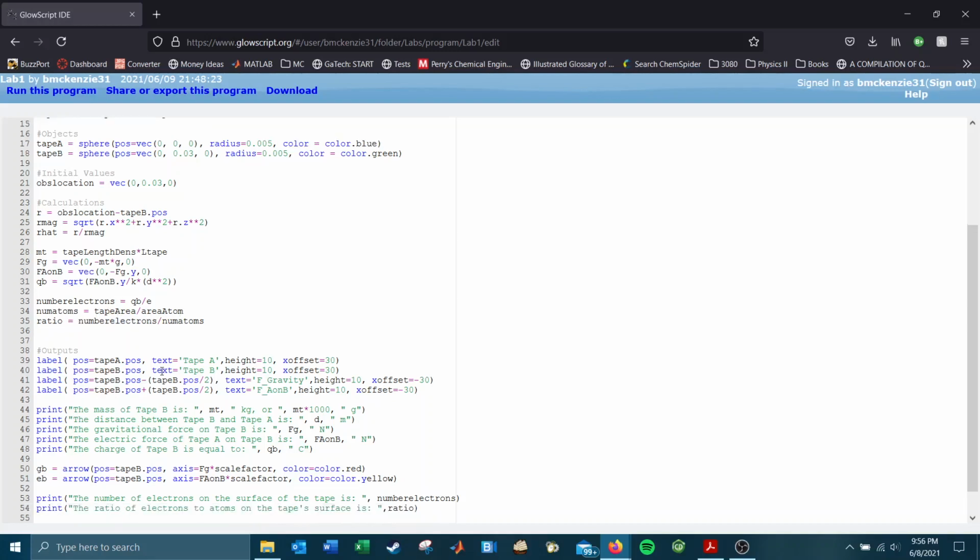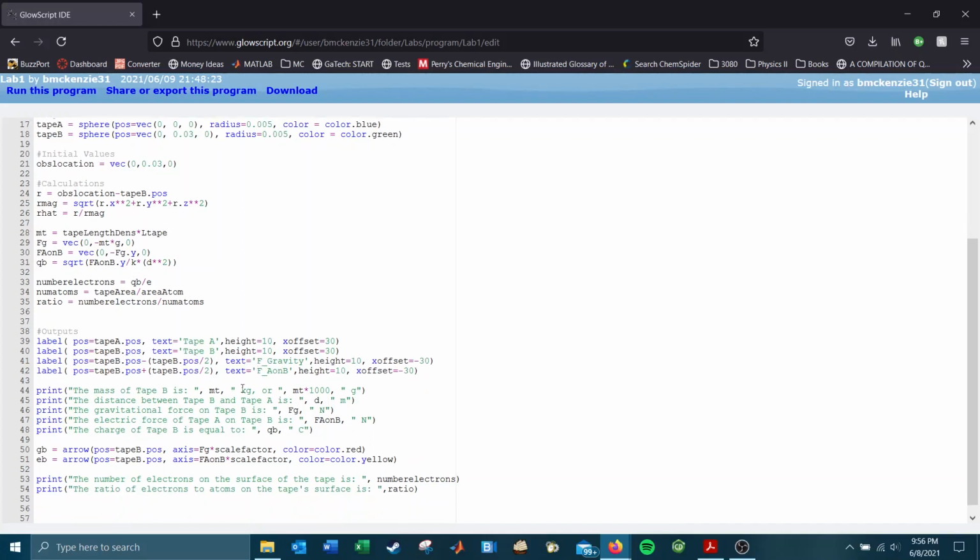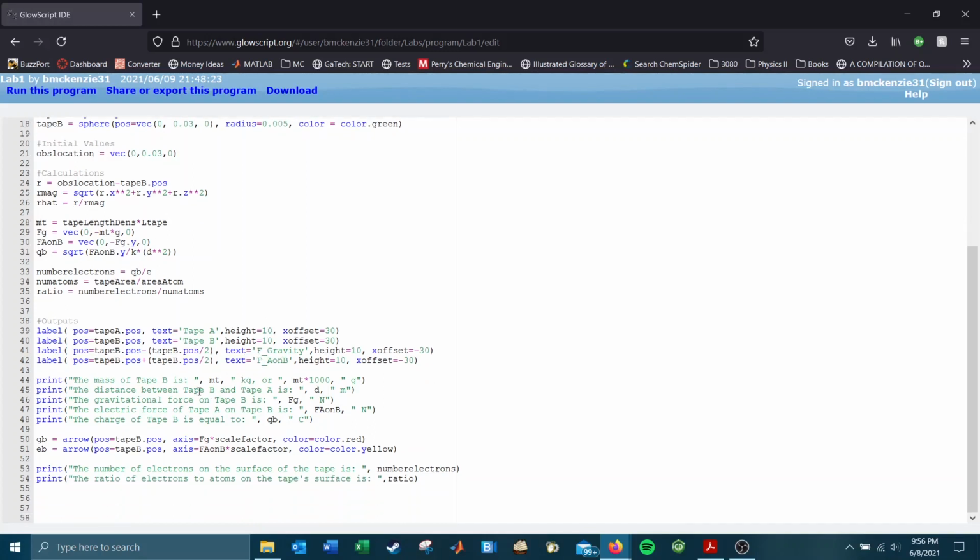And then here I just have the outputs for labeling, labeling which one is tape A, tape B, the force of gravity, and the force of A on B. And then these are the printing outputs for all of the nice text down there. This puts the arrows on the visual, and that about wraps it up. I'll go back so you can look at it one more time after seeing the code.